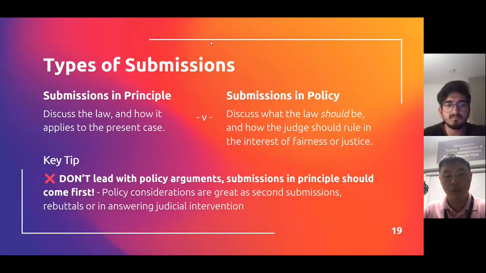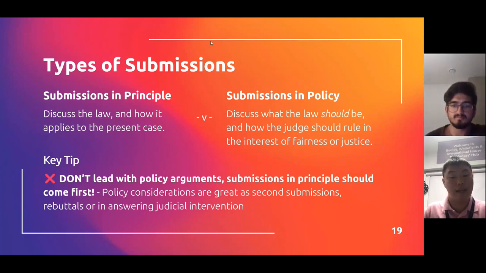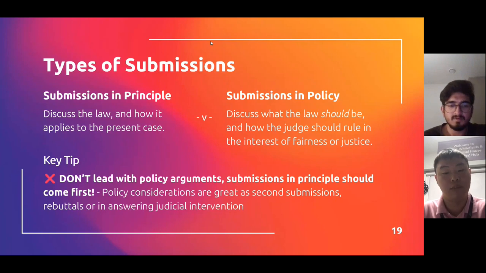So there are two types of submission, like I mentioned before. There's submission in law, in principle, and submission in policy. Remember, submissions in principle are the most important. After all, a moot is about the law. You're meant to discuss the law, apply the legal principles to the present case, and argue that the judges should rule in your favor because of precedents that have been ruled on in the past.